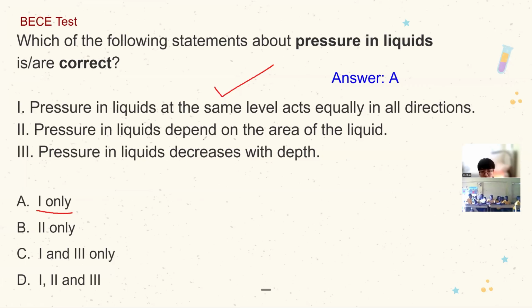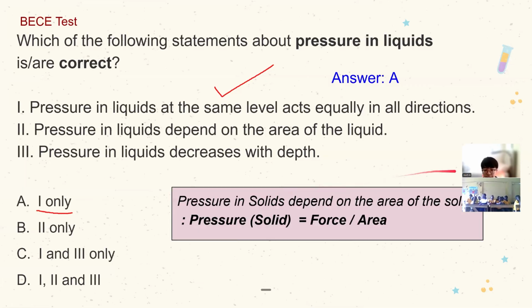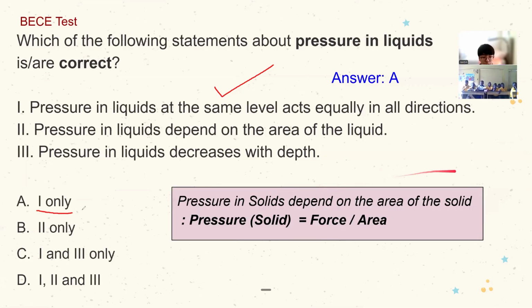Pressure in liquids depends on the area of the liquid. Actually, that is not the case, because pressure in solids depends on the area of the solid, and pressure in liquids does not depend on the area of the liquid. It depends on the area of the solid in which it is pressed against.